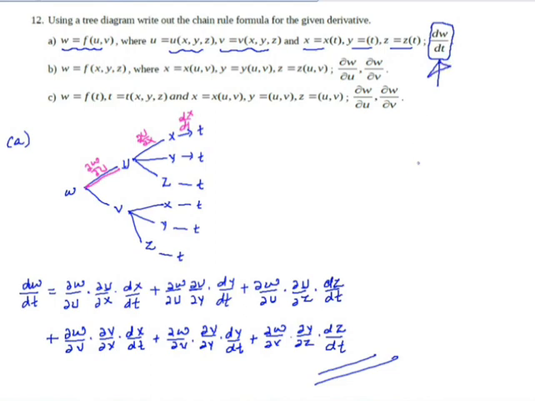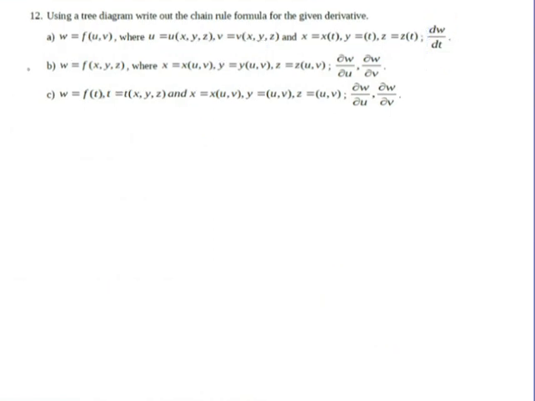This is how we answer part a. Now let's see part b. In part b, we have a function w which is a function of three variables x, y and z. Each of these x, y and z is a function of two variables u and v.